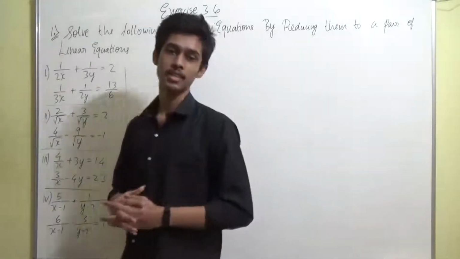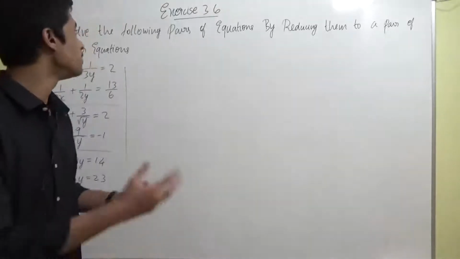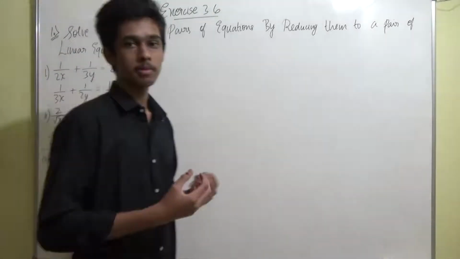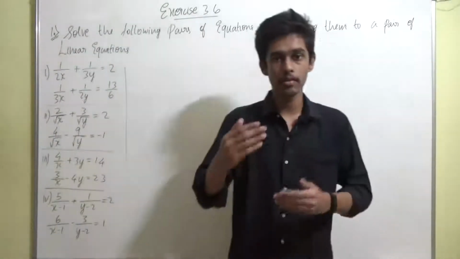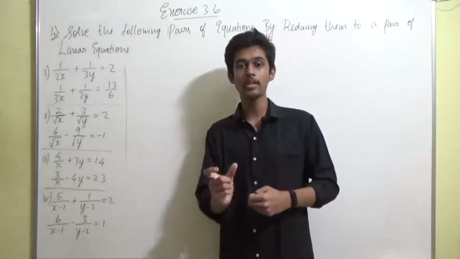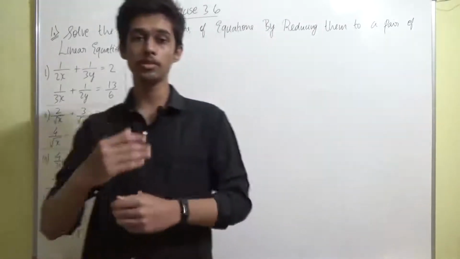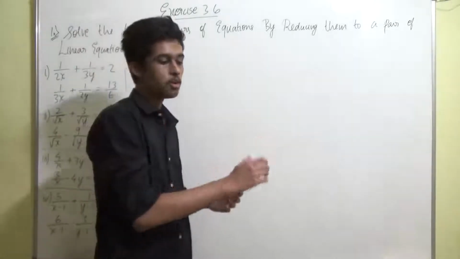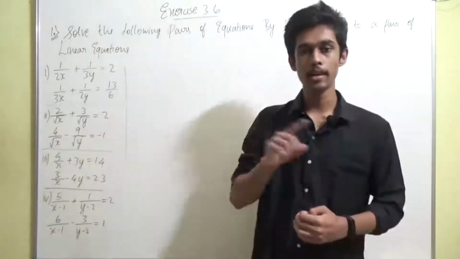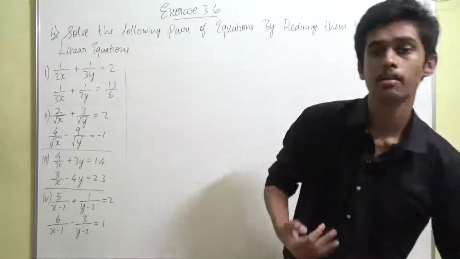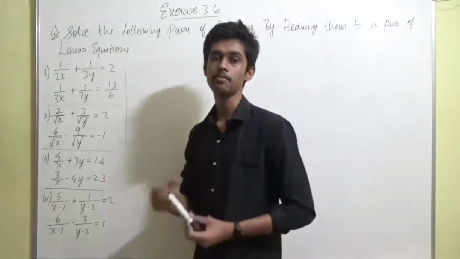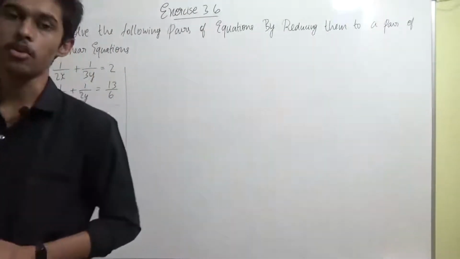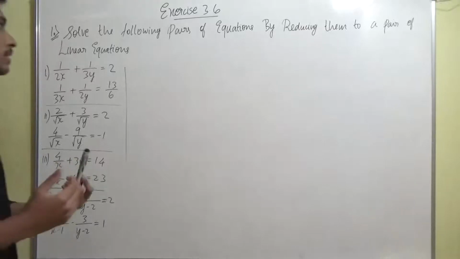In the last lecture, we solved a few examples based upon equations reducible to the linear form. They were given in fractional form, in which the denominators had variables, and we reduced them to linear form by substituting, for example, 1 by x equal to p and 1 by y equal to q. That's the concept we learned in the last lecture.